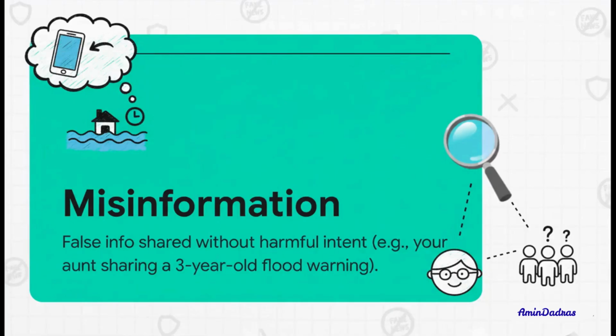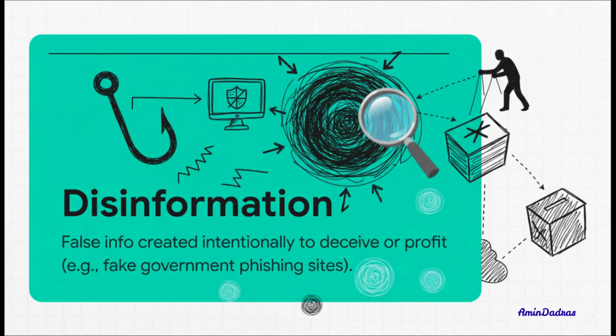First up is misinformation. And honestly, this is probably the most common one. You know the type. Think about your aunt sharing some old flood warning from 3 years ago because she genuinely thinks it's happening now and wants to keep everyone safe. She's not trying to hurt anyone, she just got fooled. That's misinformation. But then we have disinformation.